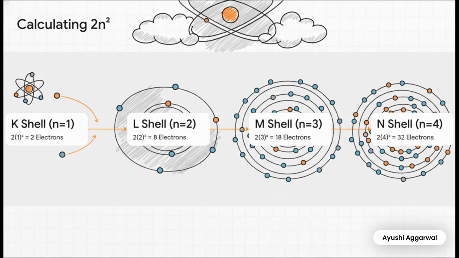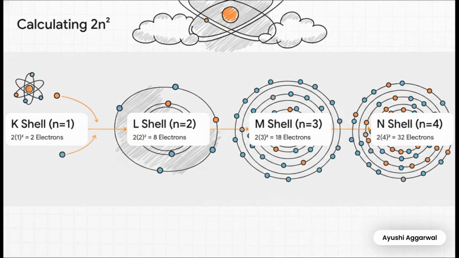Let's actually use the formula now. It's easy. For the first shell, the K shell, n equals 1. So we have 2 times 1 squared, which is just 2. So the K shell can only hold a max of 2 electrons. Now for the L shell, n is 2. So 2 times 2 squared, well, 2 squared is 4, times 2 is 8. So 8 electrons in the L shell. See the pattern? The M shell can hold up to 18, and the N shell can hold a whopping 32.